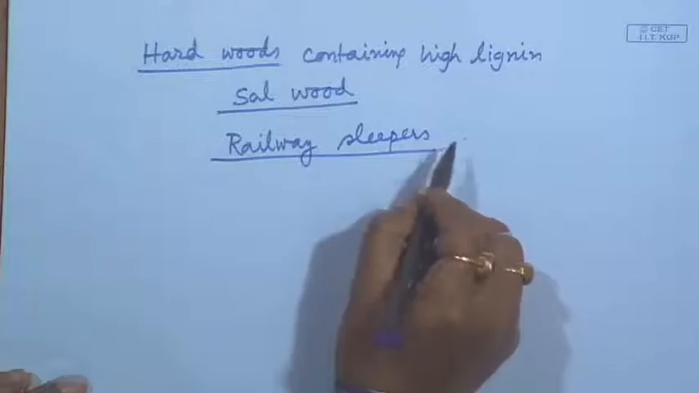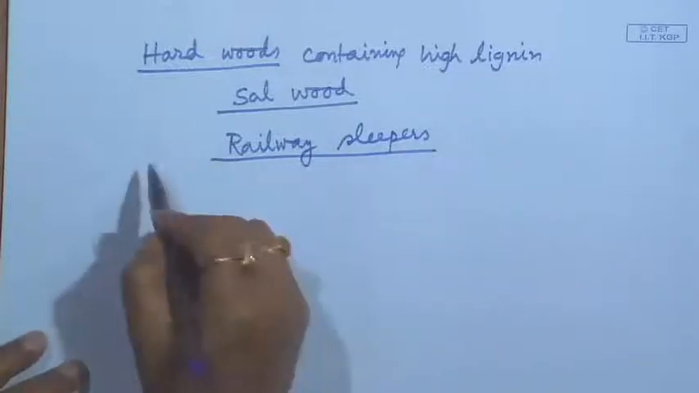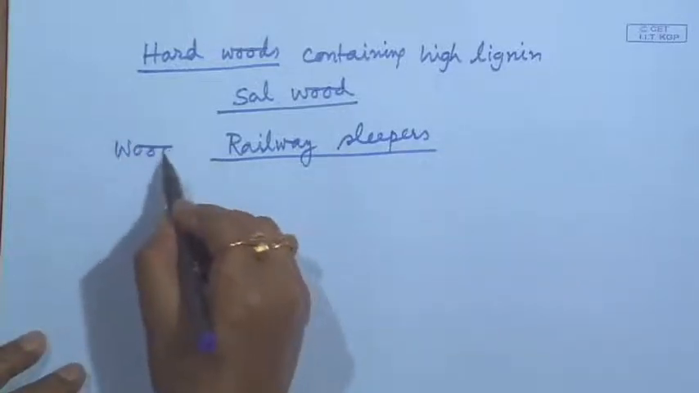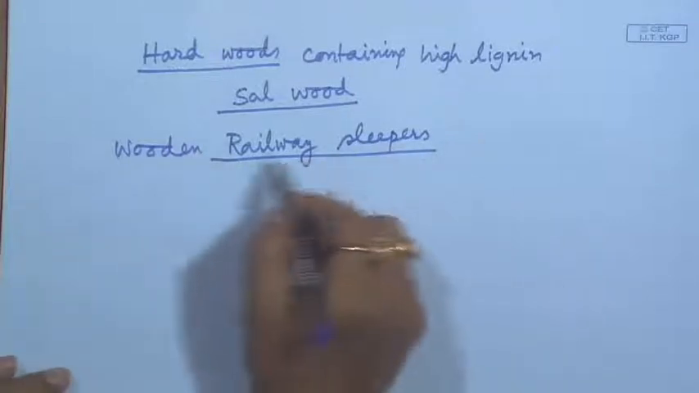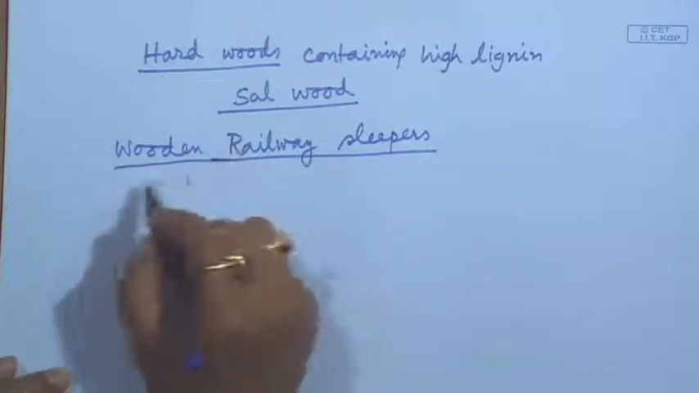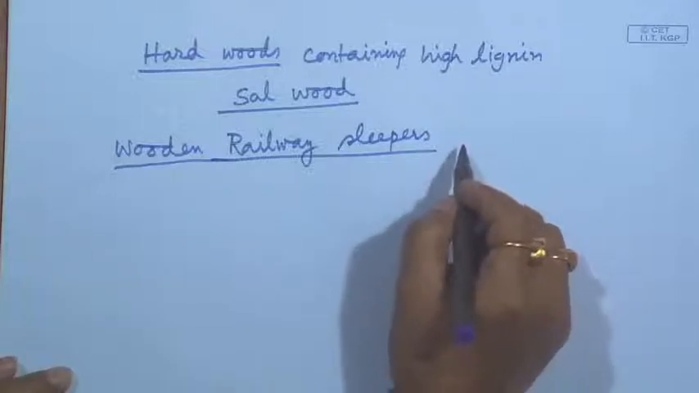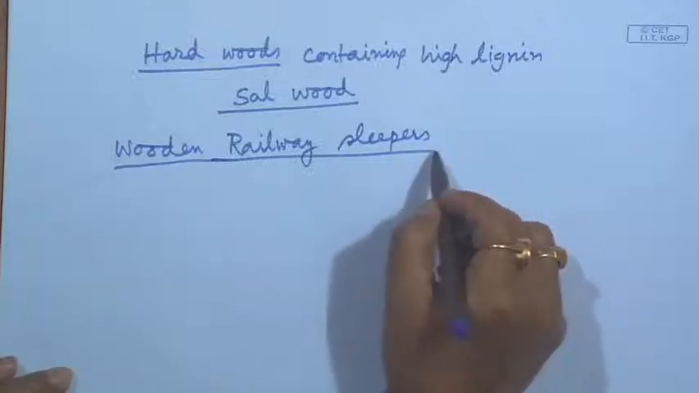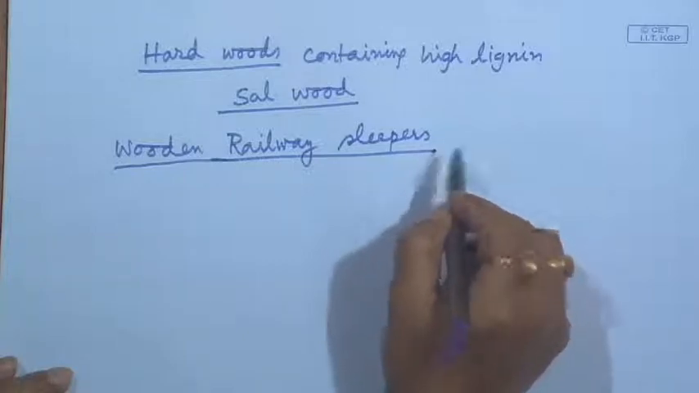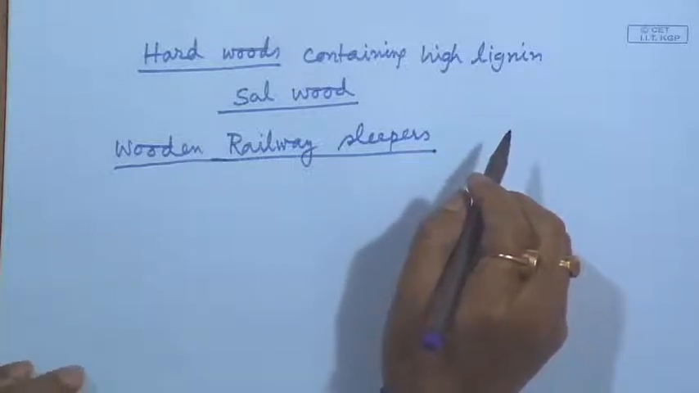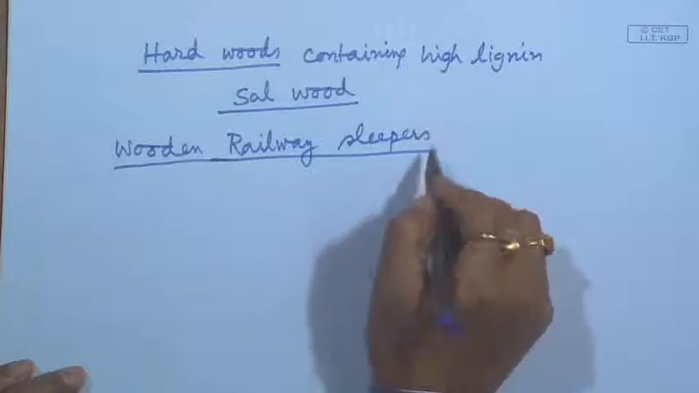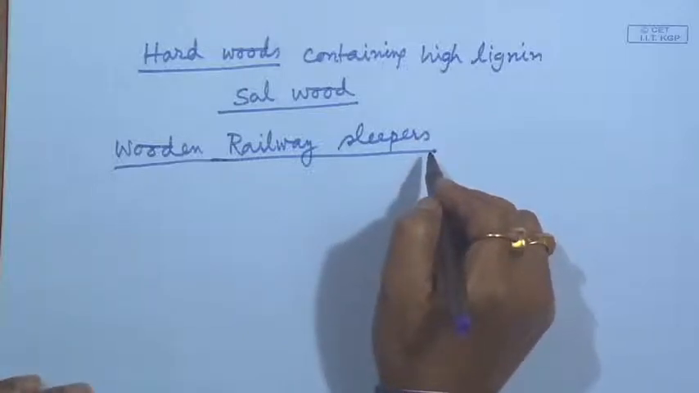Today wooden railway sleepers have been replaced by steel sleepers, then concrete sleepers. Today almost the entire railway track has been replaced with these reinforced concrete sleepers.